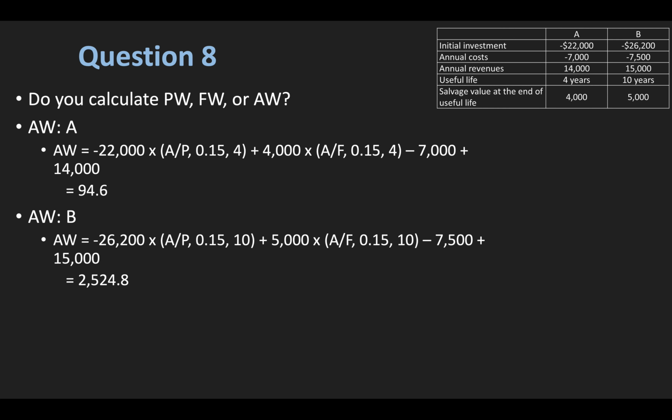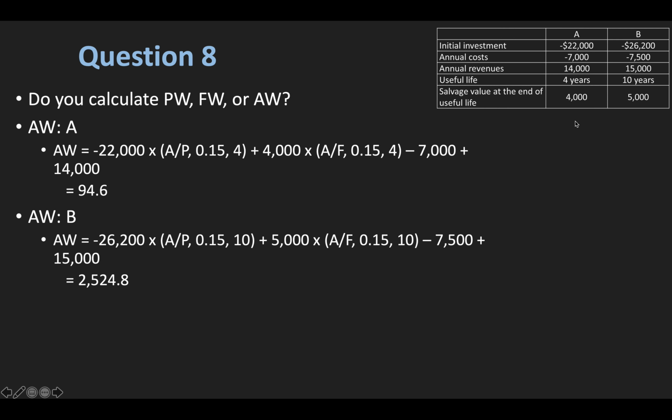No matter how many times you repeat it, the annuity doesn't change. If the repeatability assumption is valid, the annuity doesn't change, so we can compare them straightforwardly, right? So we calculate the annuity for A.